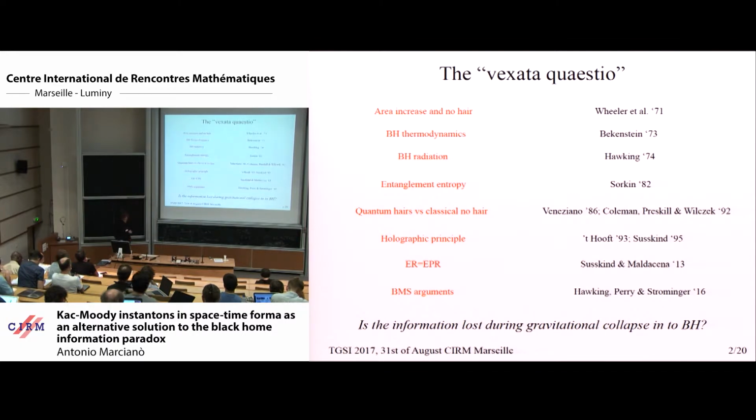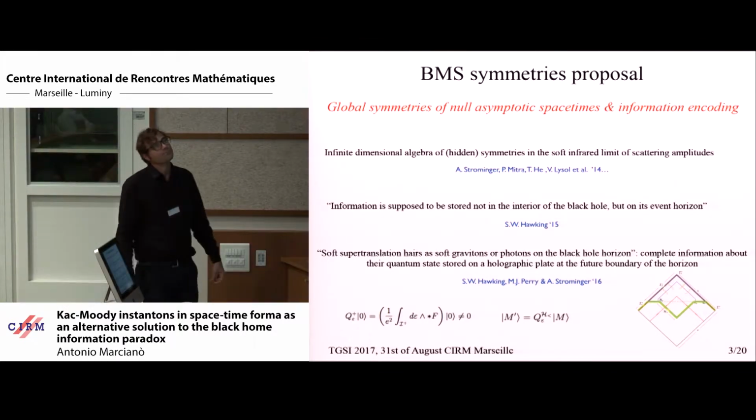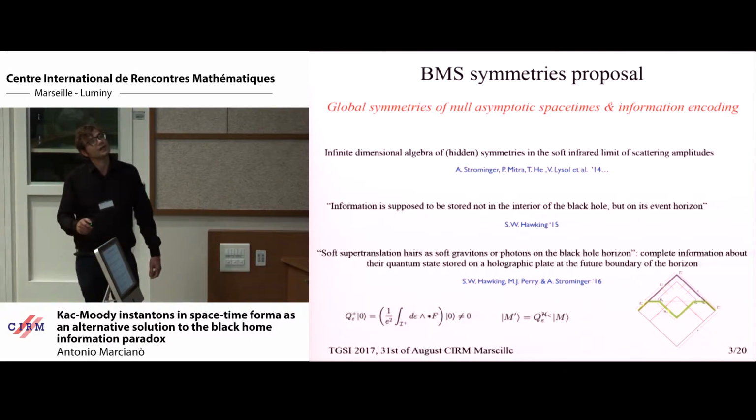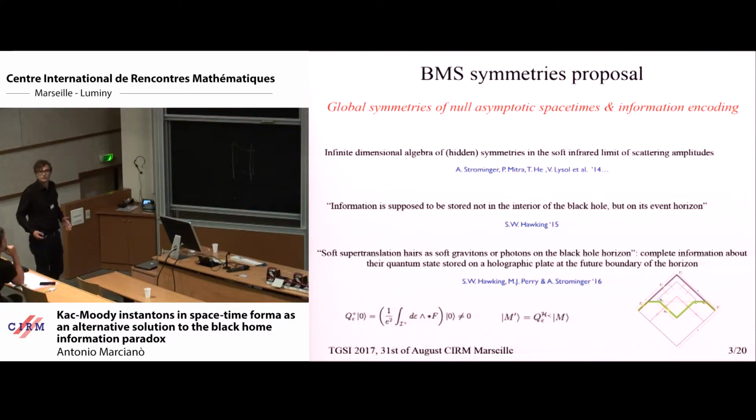So I will argue later, actually I will argue now, that there is some point here that must indeed be underlined. So this is, of course, an infinite dimensional algebra of hidden symmetries, which is recovered in a soft infrared limit in the scattering amplitude. And this has been underlined by Strominger in previous results. Strominger was, of course, coming from a quantum field theory perspective to this.